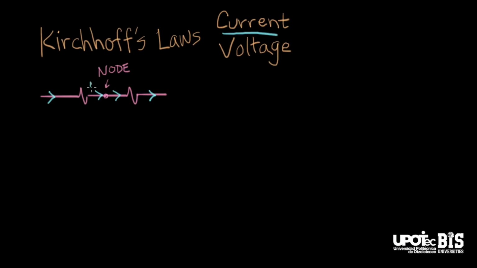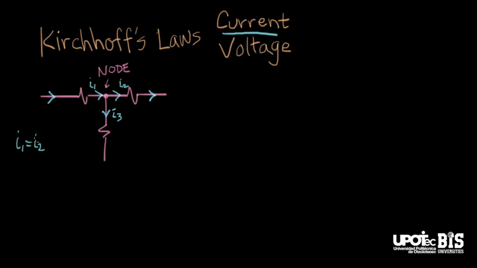We'll call this current I1, and we'll call this current I2. And we can just write right away I1 equals I2. That seems pretty clear from our argument about charge. Now let me add something else here. We'll add another resistor to our node, like that. And now there's going to be some current going this way. Let's call that I3.